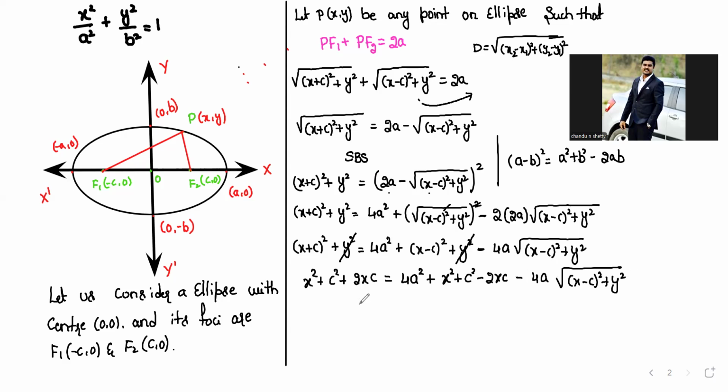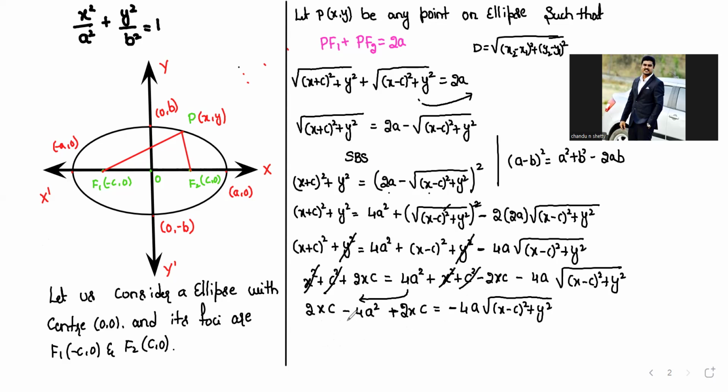Now, if there is any cancellation, you can cancel x square and x square, it cancels, and again c square and c square, they cancel. Now, observe the remaining: 2xc, this 4a square I am taking to this side, minus 4a square, it is equal to, now observe this minus 2xc. When we shift it to the LHS, minus, minus we have, so we get plus 2xc. It is equal to minus 4a square root of x minus c whole square plus y square, we got it.